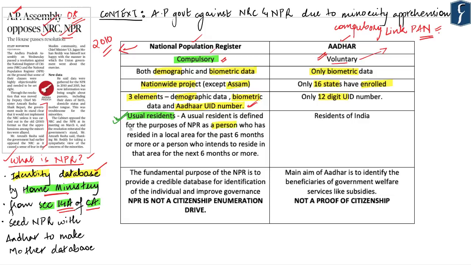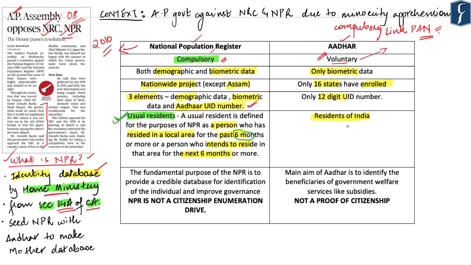Any person who has resided in a local area for the past 6 months, or any person who intends to reside in that area for the next 6 months or more. On the other hand, Aadhar is for residents of India. It does not mention usual residents of India.